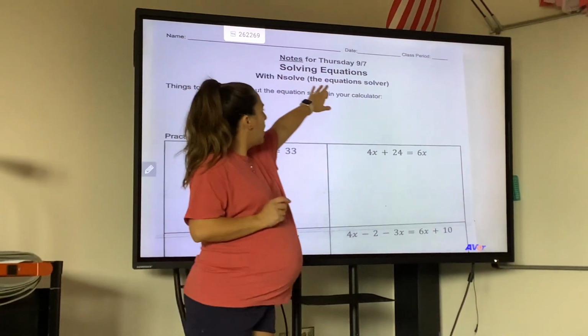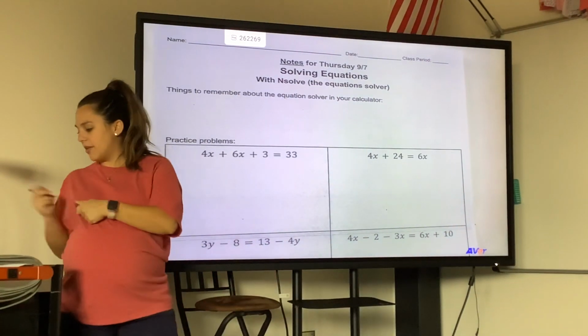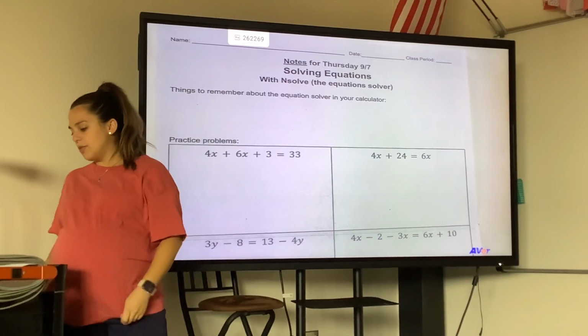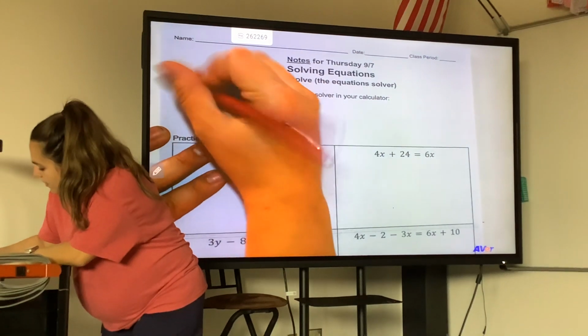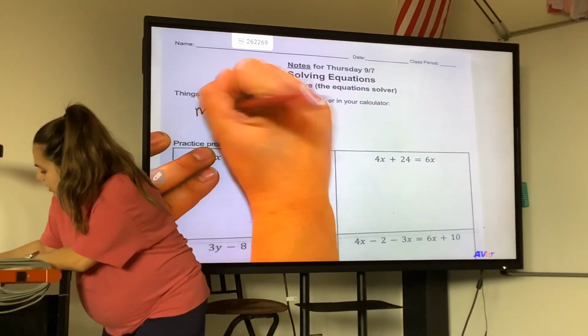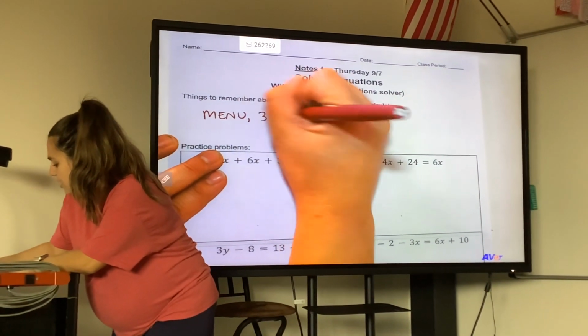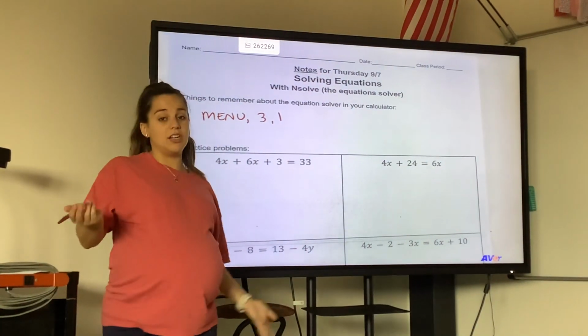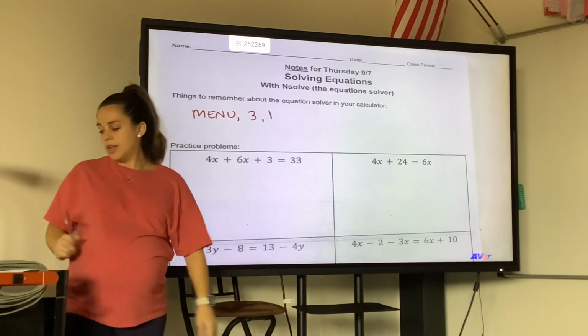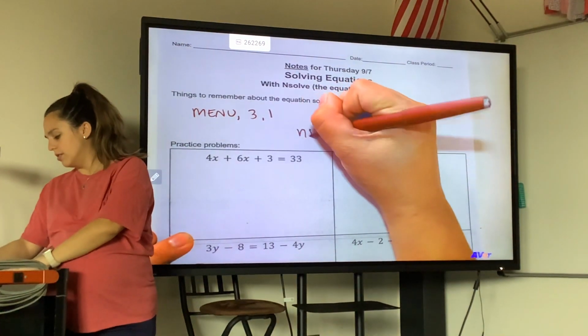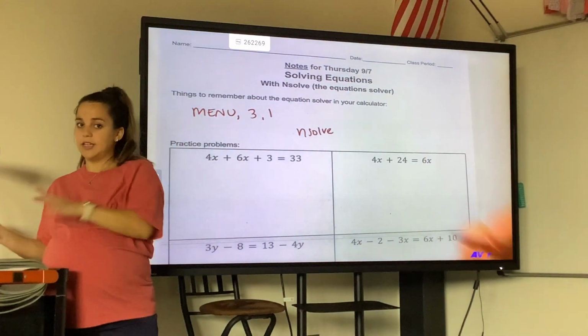This is the equation solver, which is in the calculator. It is the calculator trick. So, things to remember about the equation solver in your calculator. It is called Nsolve. You get there by pressing the little buttons menu and 3 and 1 all in a row. It's like a cheat code. Once you press the menu 3, 1, it pops up with Nsolve in your calculator. It does it for you.